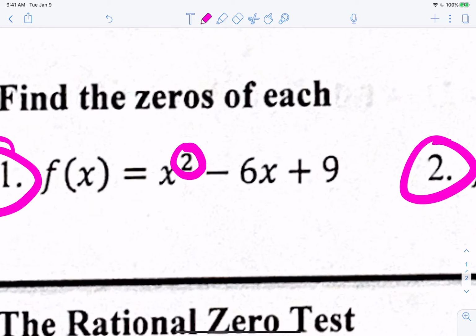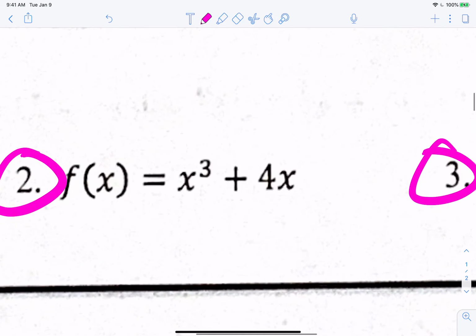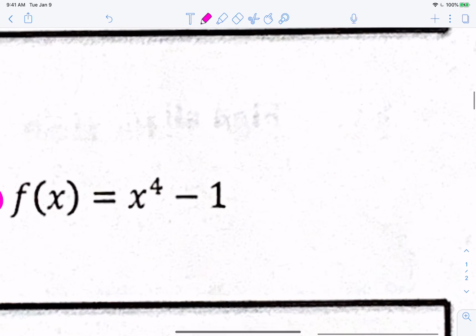Now, he may only touch once. He may touch none at all. But at maximum, he can cross twice. This next one, how many could he cross at maximum? 3, because the highest power is 3. So maybe he has 3 x-intercepts, maybe he has 2, maybe he has 1. The maximum amount he can cross is 3. This last one, the max amount he can cross is 4.